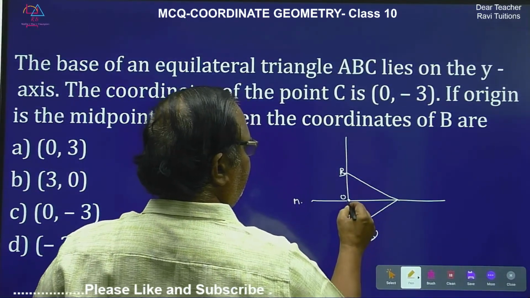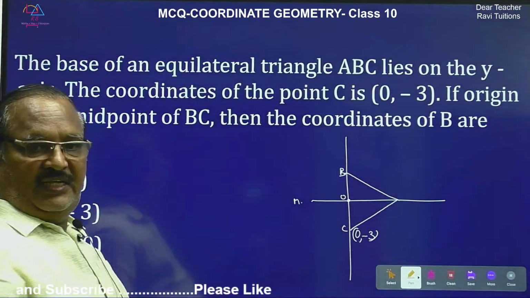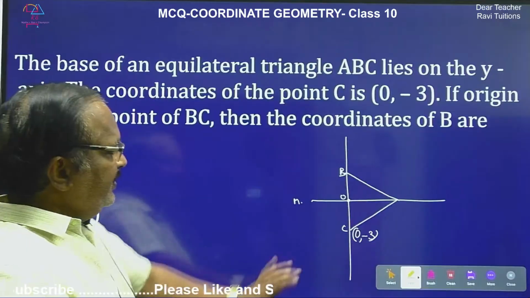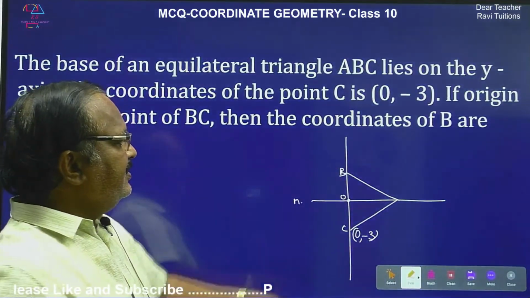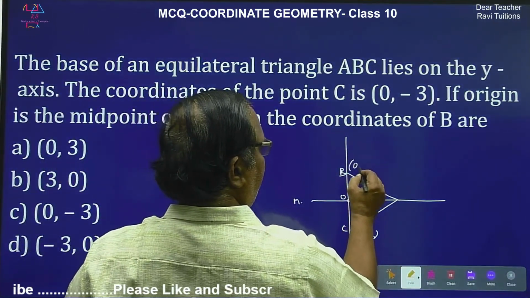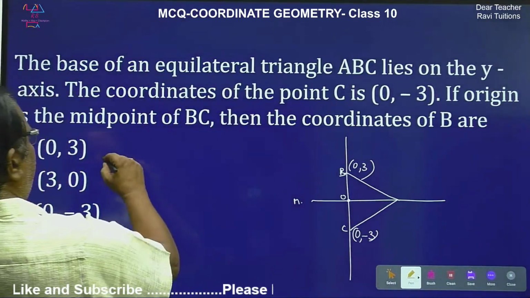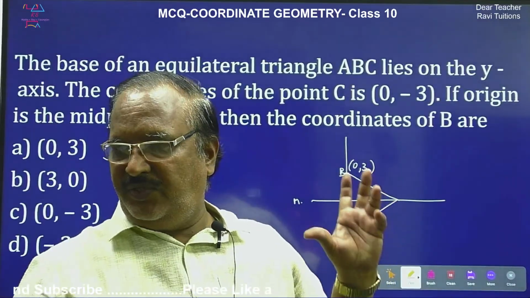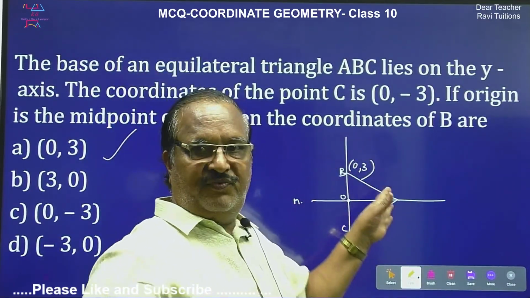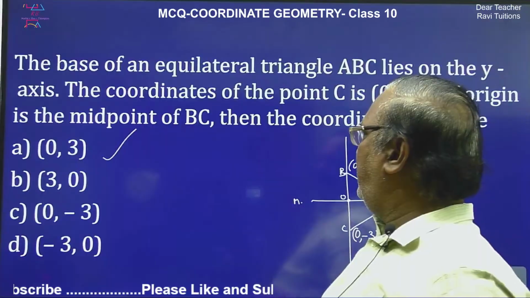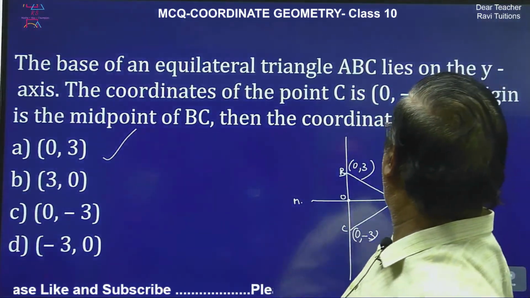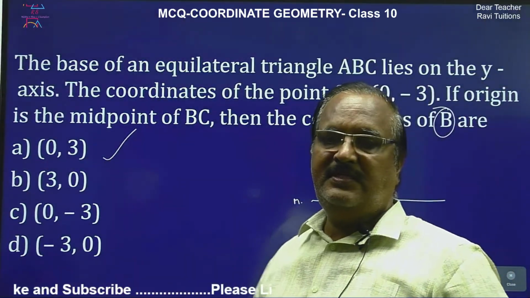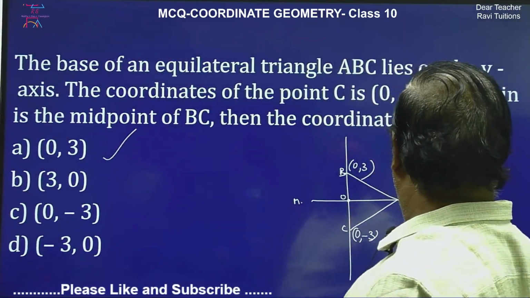That means CO is equal to BO. If O is midpoint, OB is equal to OC. So here 3 units is there, here also 3 units should be there. So this is equal to 0, 3. So 0, 3 is the answer. No need to find out any other things. Directly use your basic knowledge of coordinate plane and you will be getting it. Okay. The coordinates of B he asked. The coordinates of B is equal to 0, 3.